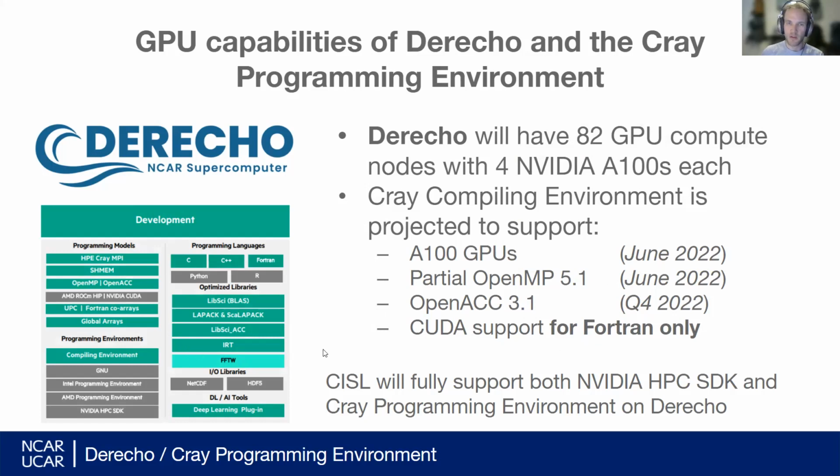So, presumably you can use NVCC with the Cray C++ compiler underneath. But in terms of native CUDA support, that's only in the Fortran compiler. And as far as what we support, we're going to fully support the NVIDIA HPC SDK and the Cray programming environment on Derecho. So you should have 2 sets of GPU software development environments that you can use as you're developing your application.